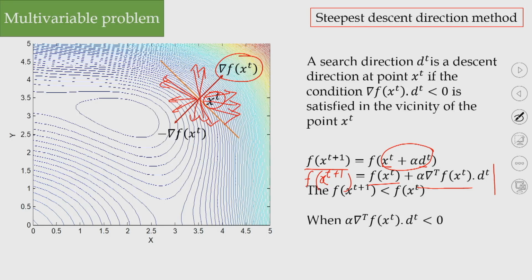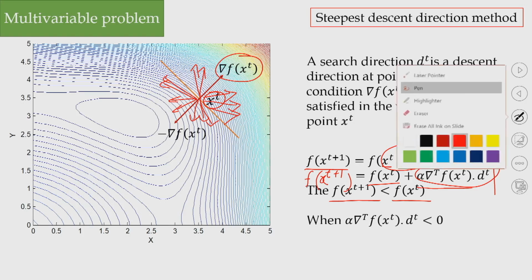Now, my direction will be a descent direction if f of x t plus 1 is less than f of x t. The direction, because you are finding this x t plus 1, so x t plus 1 is in the direction dt. That f of x t plus 1 will be less than f of x t if this particular value is less than 0.